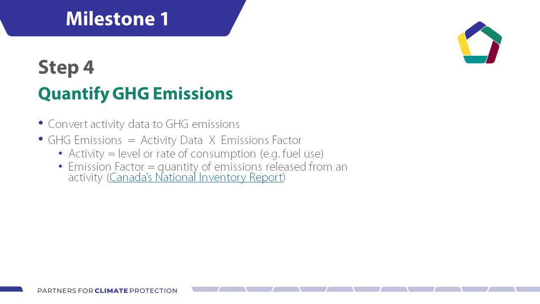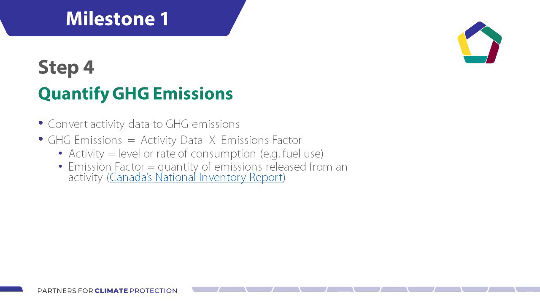It's quite straightforward if we think about it in terms of just converting the data from activity data into emissions. So there's just a short little formula stated here. Our greenhouse gas emissions are measured by multiplying the activity level or rate by its respective emissions factor. The activity, like I mentioned, is just how much we are consuming. That could be fuel use, for example, and an emissions factor.